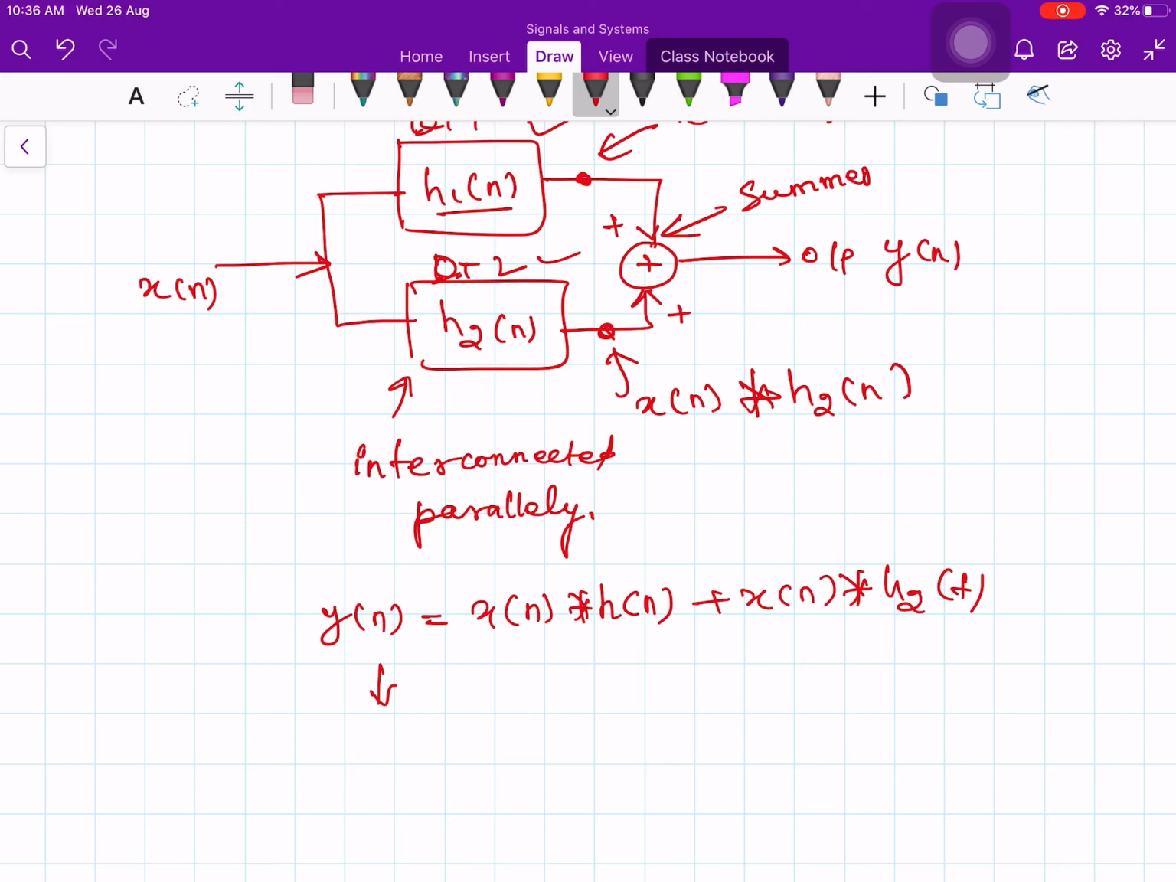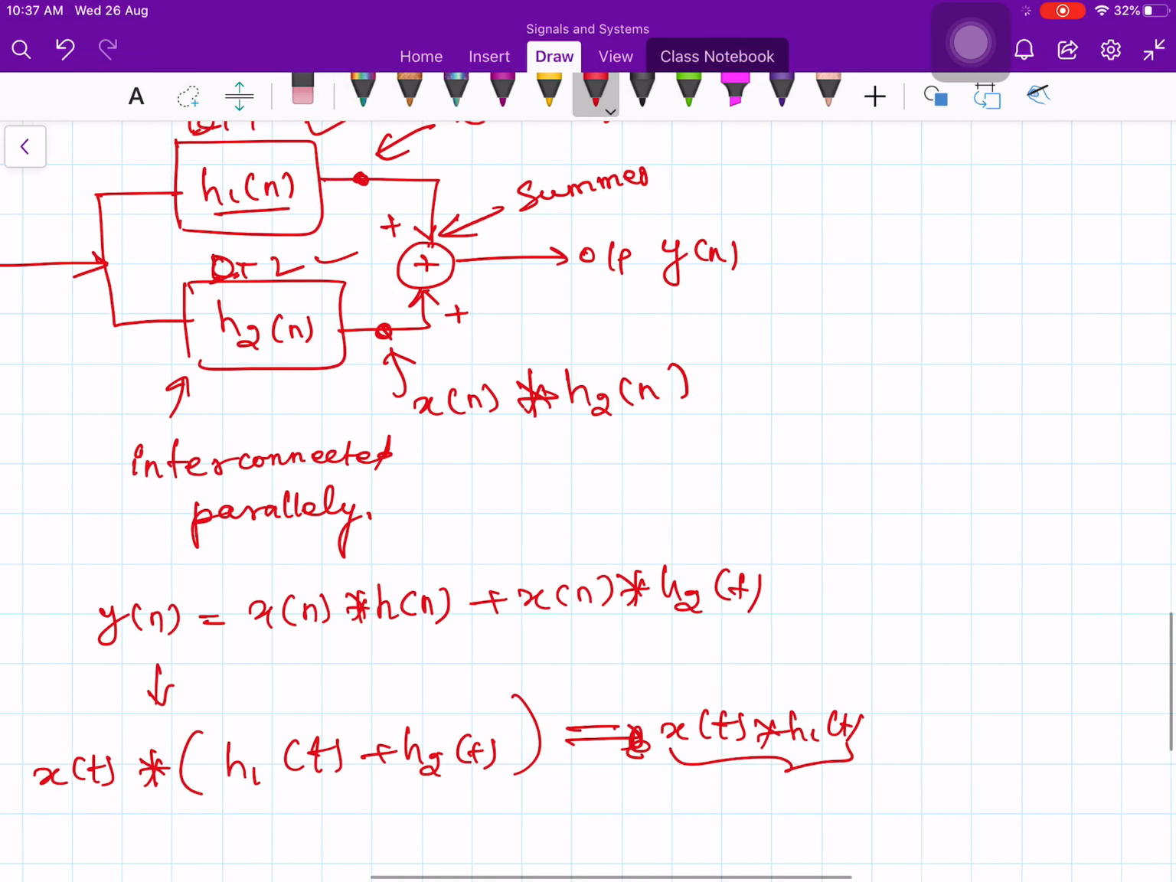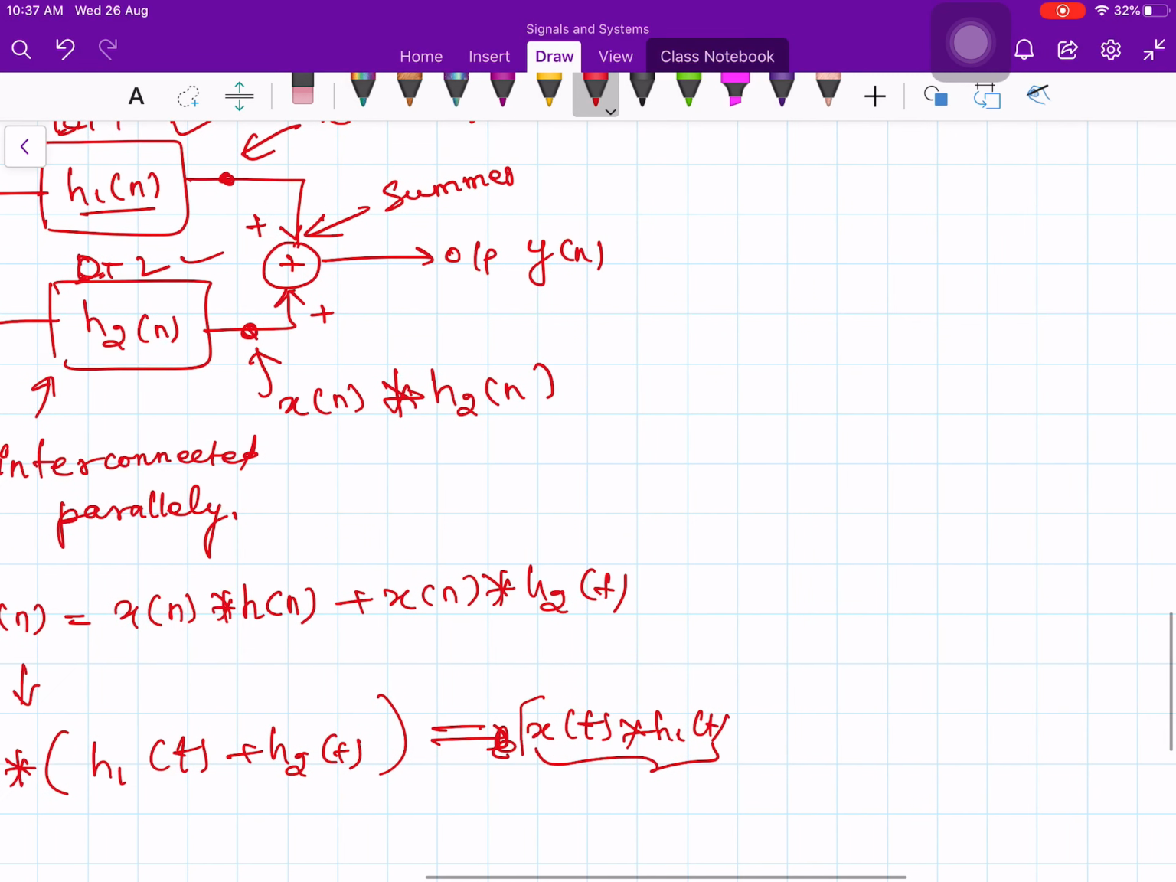The same formula you can develop for continuous time systems. You take x of t and convolve it with the sum of two systems, h1 of t plus h2 of t, and this is equal to x of t convolved with h1 of t plus x of t convolved with h2 of t, the sum of two convolutions.